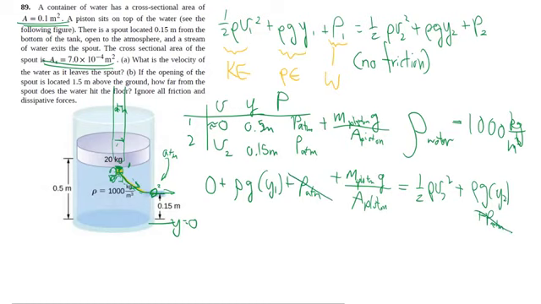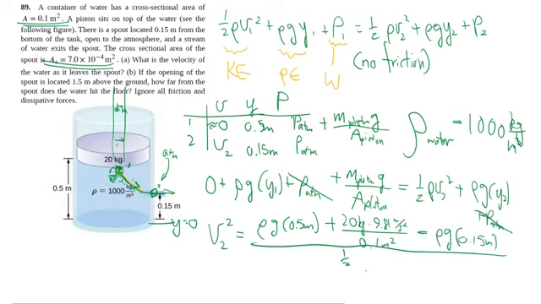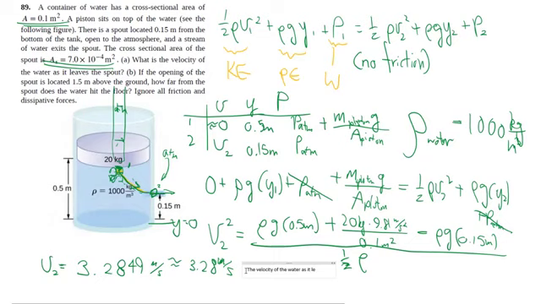PATM goes away. And so we can rearrange to solve for V2 pretty easily. Using a calculator, take the square root. And since they asked for velocity, we have to include the direction, which is to the right, because it's going to be 9 degrees to the face of the opening.